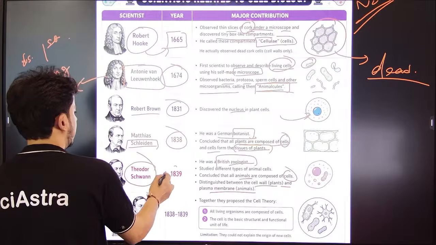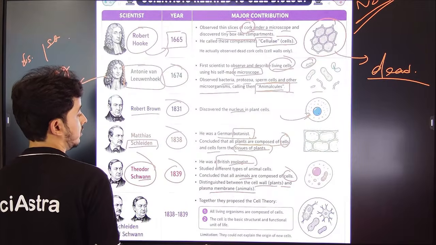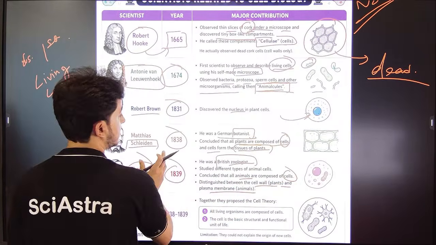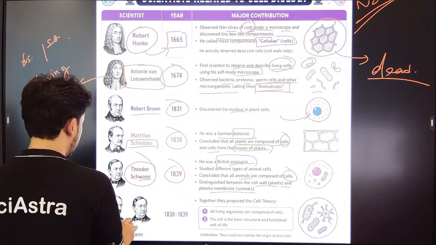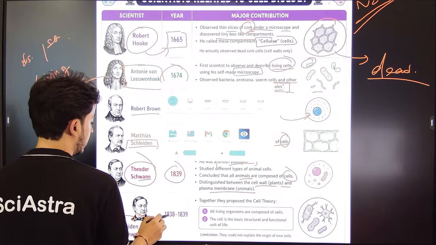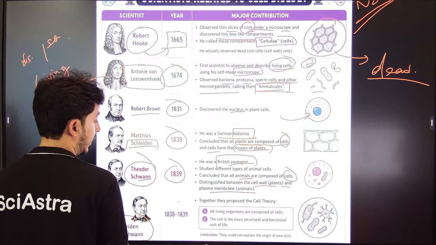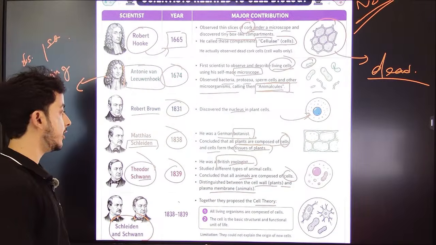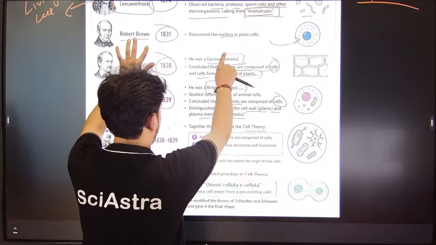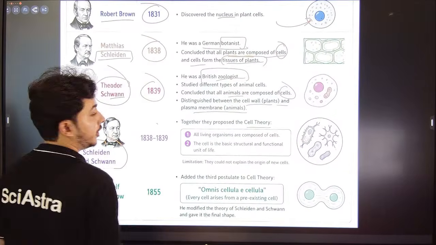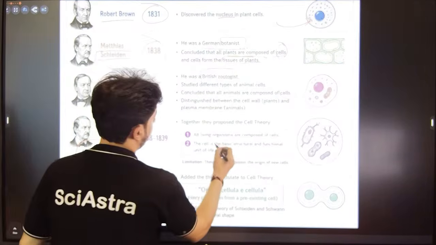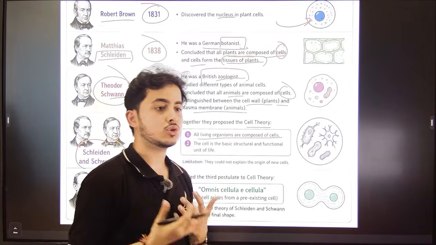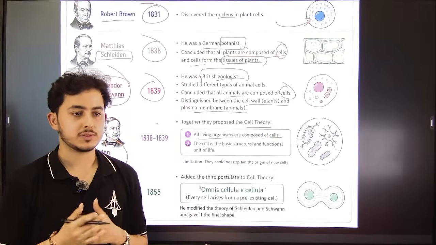So in the year 1839, Schwann formulated the same thing for the animal cells that Schleiden said for plant cells, and together Schleiden and Schwann in this year proposed the cell theory. So now what does the cell theory say? We need to understand this. According to the cell theory, all living organisms are composed of cells. So if you are living, you are made up of cells.